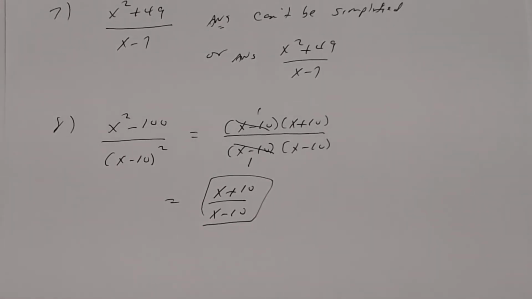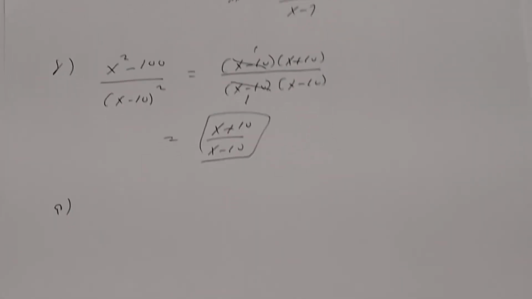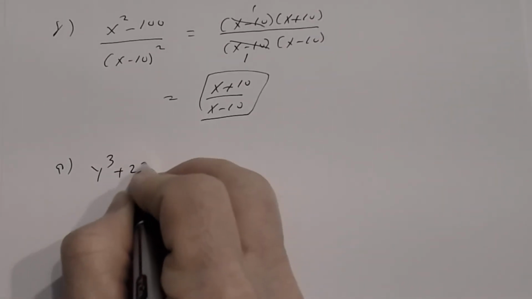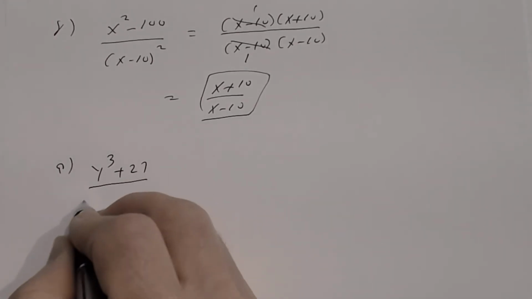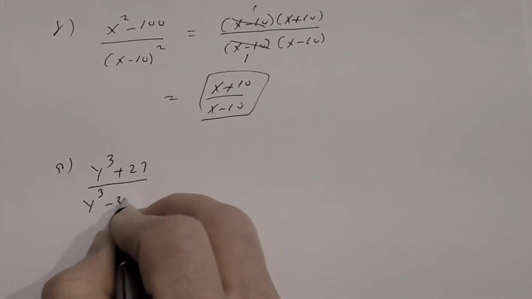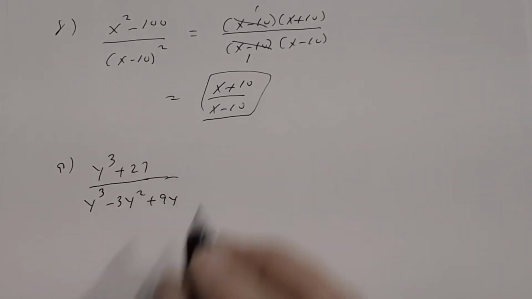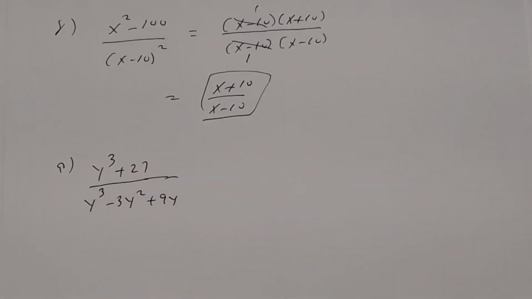Okay? All right, number 9. Number 9, we have y cubed plus 27 divided by y cubed minus 3y squared plus 9y. All right, so y cubed plus 27 divided by y cubed minus 3y squared plus 9y. So look at the numerator. How can I factor the numerator?